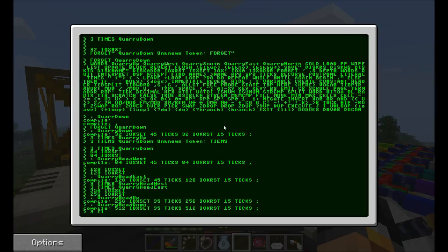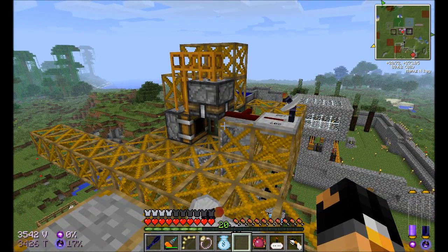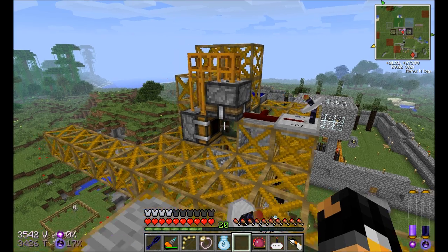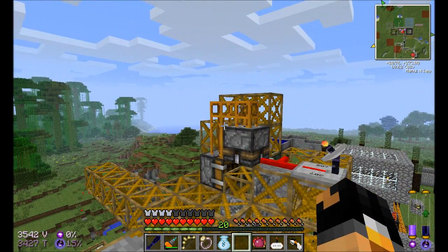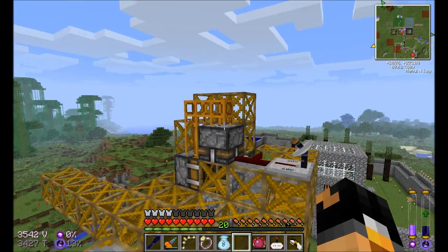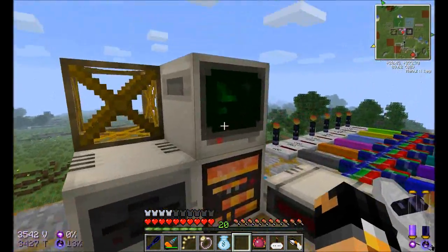So 3 times quarry head down. 1, 2, 3. Wonderful. And check the reverse. 3 times quarry head up. Yep. Wonderful.